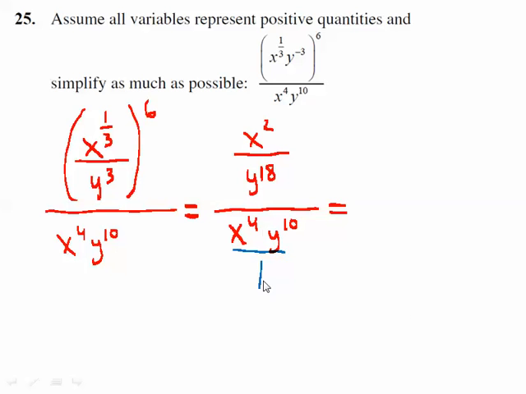Then we're going to change this into a multiplication problem instead of a division problem here. So the top remains the same. It's x squared over y to the 18th. And we just take the reciprocal of this guy. So now it's going to be multiplication of 1 on top, x to the 4th, y to the 10th. And can you simplify that down further?